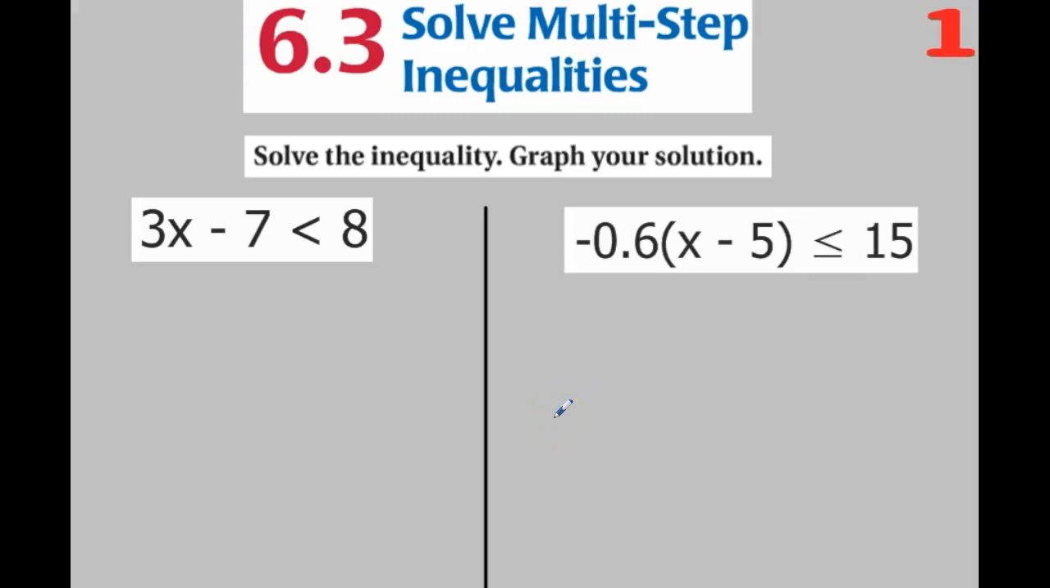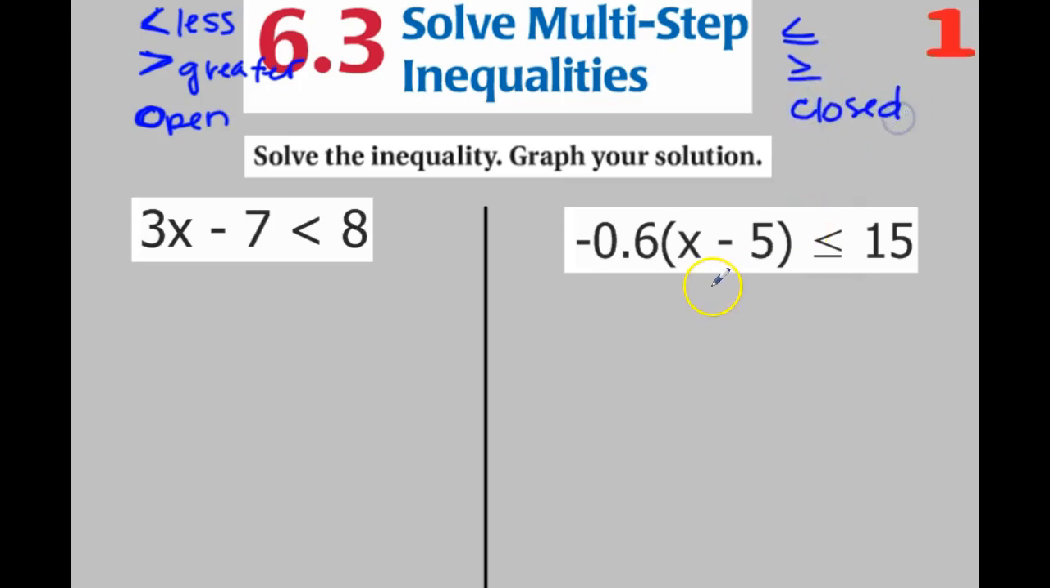Good morning. Today we are continuing to solve inequalities, but today we are doing multi-step, more than just one or two steps. Before we get started, a couple things to remember. If we have an L, that means it is less than, and the other direction would be greater than. Both of these would be open circles because there's no equal to, but if they have the equal to, that means those are closed circles.